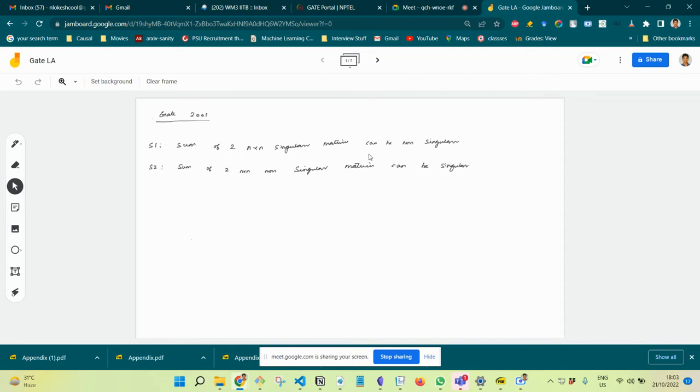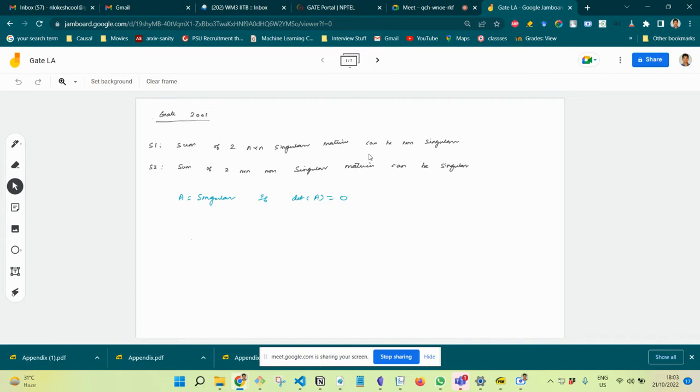So we'll start with the GATE 2001 question. This question is very simple. They have given two statements, and we should say if these statements are true or false. Statement one is: sum of two singular matrices can be non-singular. Now, what is a singular matrix? A matrix A is singular if the determinant of A equals 0. Now, if you start with two n cross n singular matrices, that is, the determinant is zero, can the sum be non-singular?